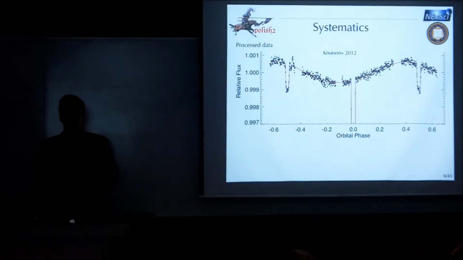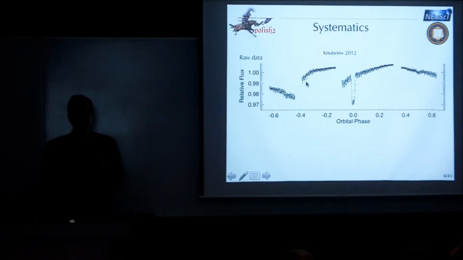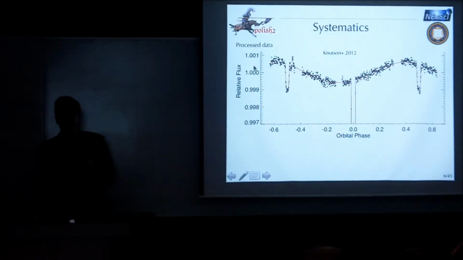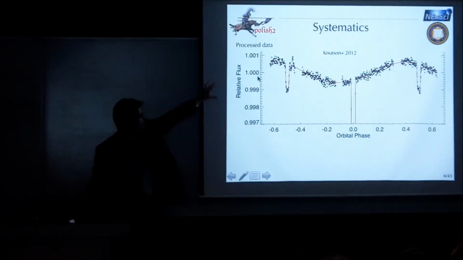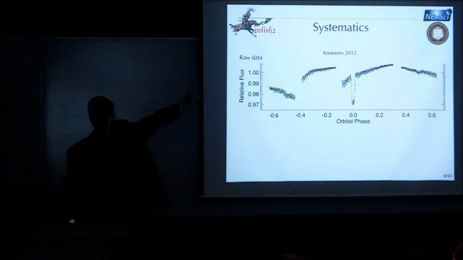So again, here's highly processed data. That's not what the data looked like from the telescope. This is what the data looked like from the telescope. So there's a lot of work that was done just to get to this point. And we still have effects that we don't understand. So here you can see the amplitude in the scale bar is 0.1%. The raw data are 10 times worse.